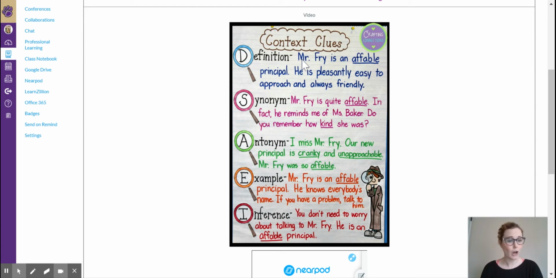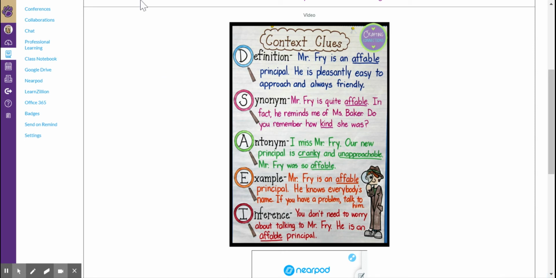Now, the author is not always going to define it. So another thing they could do for me would be to include a synonym. And right down here, you see that they include kind. And again, I can plug kind in and it fits. It makes sense. Down here, they give an antonym. So they tell you the opposite, and then they go on to define affable. And again, if I plug kind in, it makes sense. Sometimes they'll give you an example or an inference.